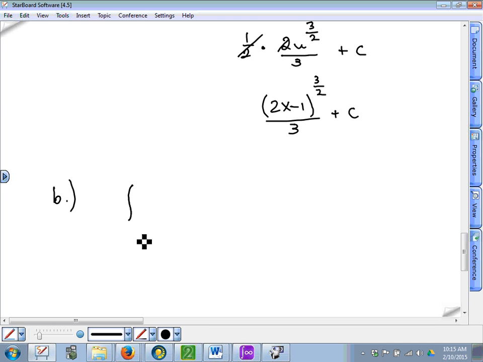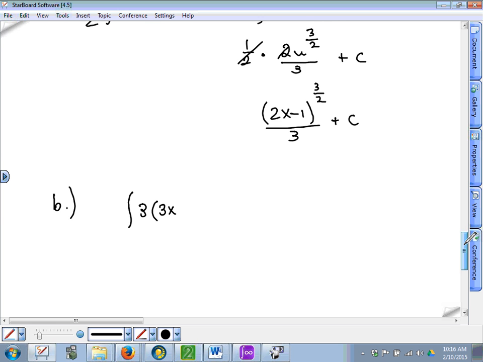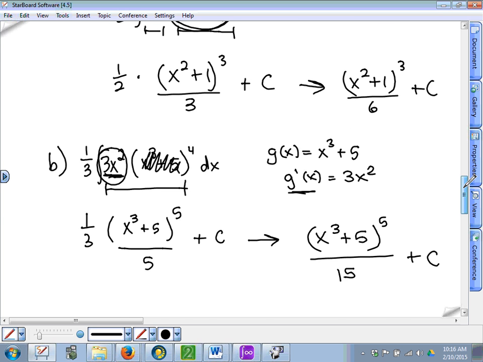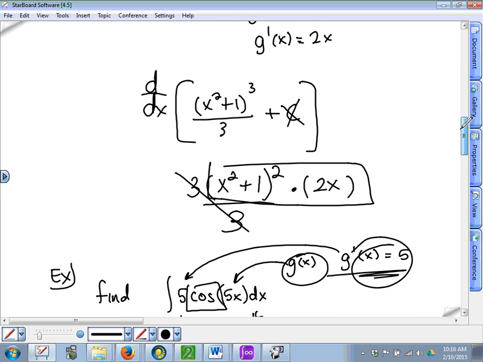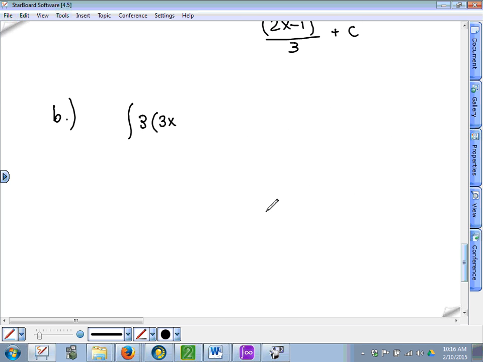No, it says it on screen. Let's do the integral of 3. Wait, did we do this one already? We have not. 3 times (3x minus 1) to the 4th dx.